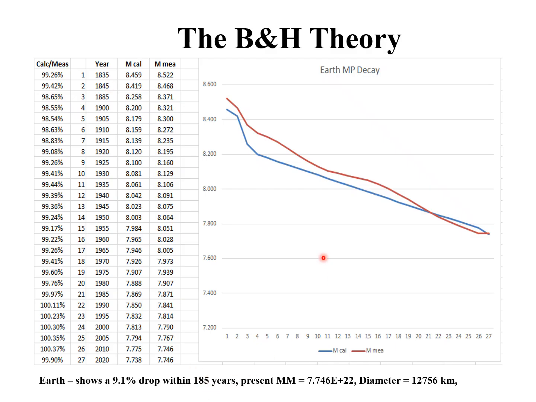Okay, so here's some data. This graph shows a 9.1% drop within 185 years. The present magnetic moment is 7.746 times 10 to the 22nd power, in Tesla units, and the diameter of the Earth is 12,756 kilometers. Okay, so we'll see that when we compare the difference in some of the other planets.